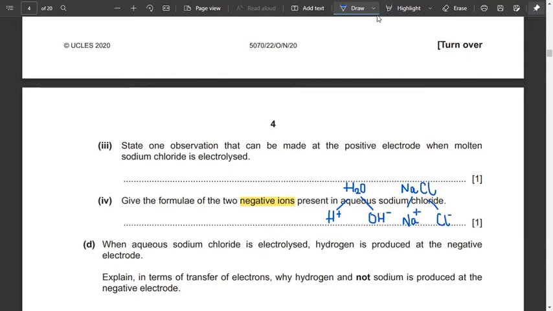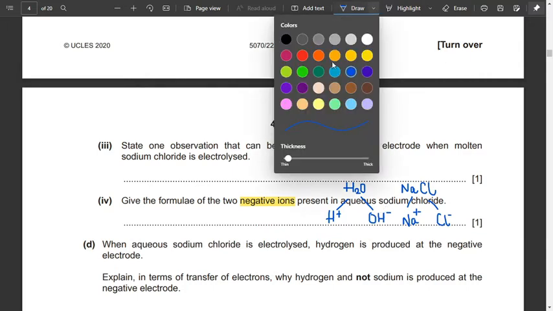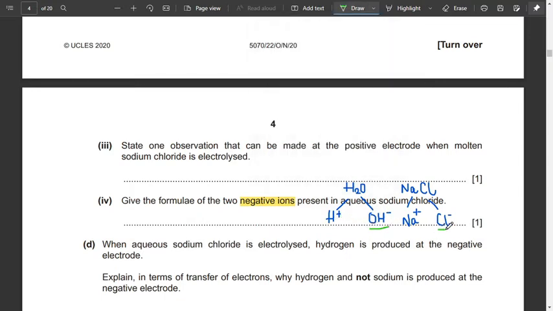Since it has asked for negative ions only, the answer for this is supposed to be OH- and Cl-. These are the two things you're supposed to write. Do not write the positive ions. That is correct, but the question does not ask for it. So make sure you only mention OH- and Cl-, since we are supposed to mention two negative ions.